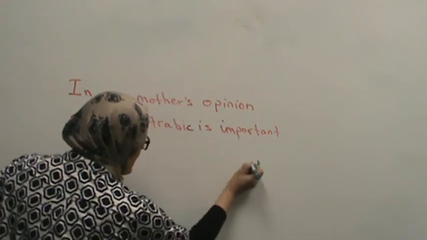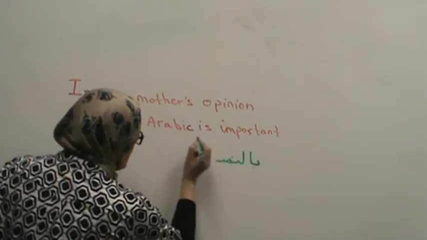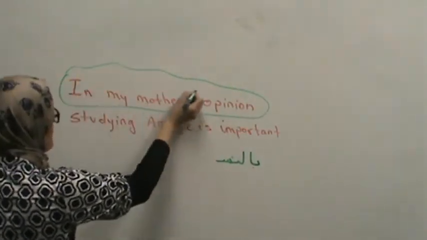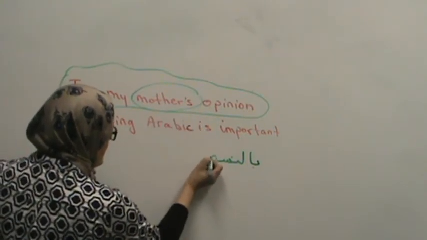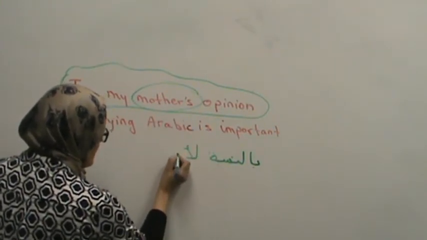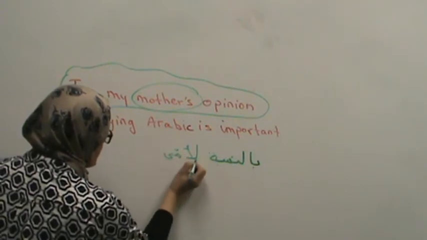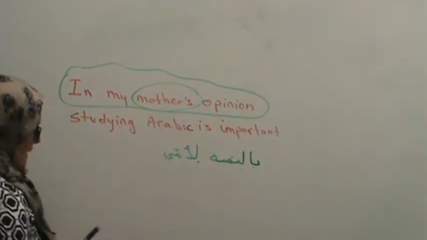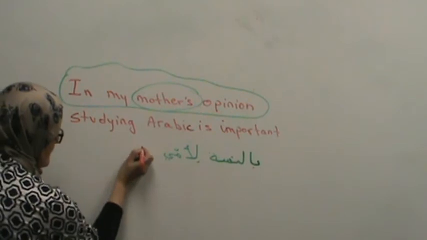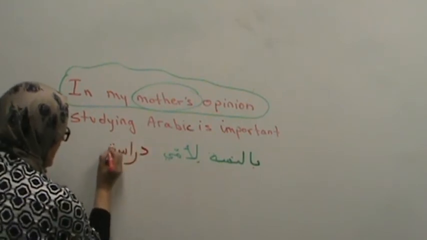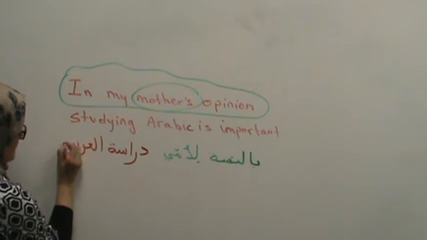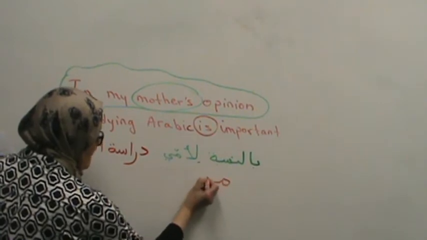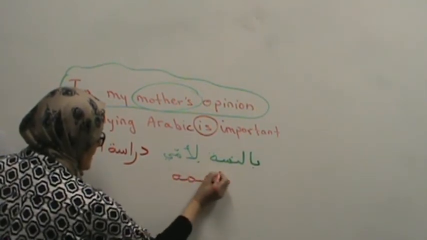So this is how we are going to do it. We can say bi-n-nisba, which is, in her opinion, all this. Of course, mother is going to become بالنسبة لأمي, and then you come here and you do دراسة العربية. Of course, the S does not exist, it is مهمة.